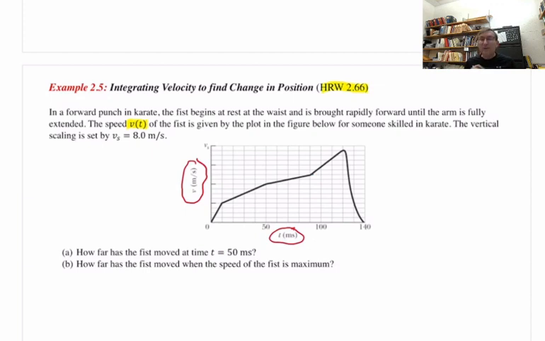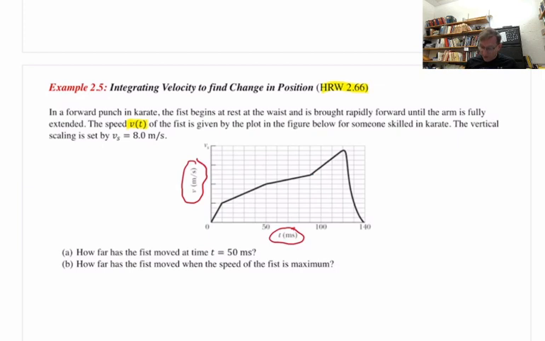And we have a graph that we are given. So somebody has already done measurements of the speed as a function of time of the fist in this forward punch karate move. They've already done some analysis, and so they're giving us this plot with a graph and a grid and numbers on the axes so that we can find the area underneath this graph.